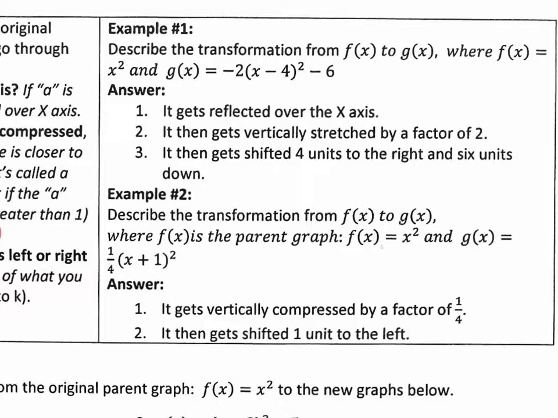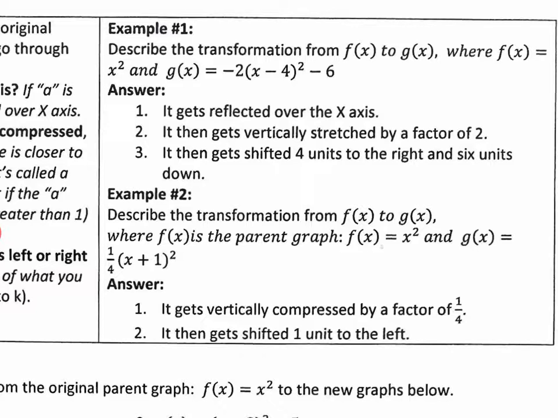And finally, at the very end, talk about your shifts, left or right, up or down. So right here, the h value is 4, which means it gets shifted 4 units to the right, think opposite, and 6 units down, take k for what it is. So these are all the different phrases that you need to state when you're trying to describe the transformation from your original parent graph, y equals x squared, to this new graph right here. It's a lot of stuff to know, but hopefully after graphing, you're already comfortable with how a affects your graph and how the h and k affect your graph.